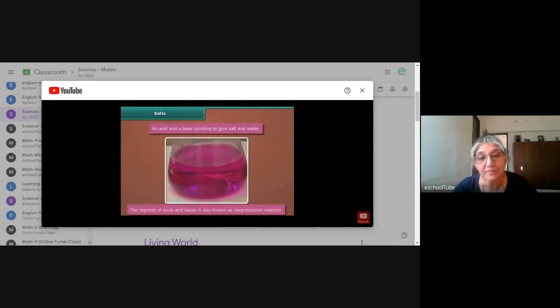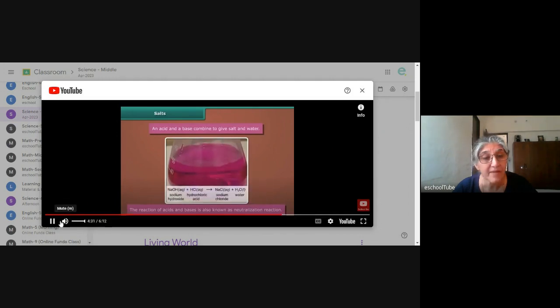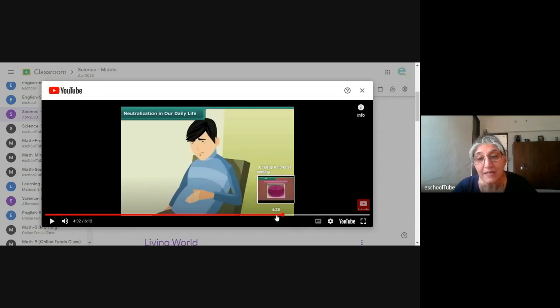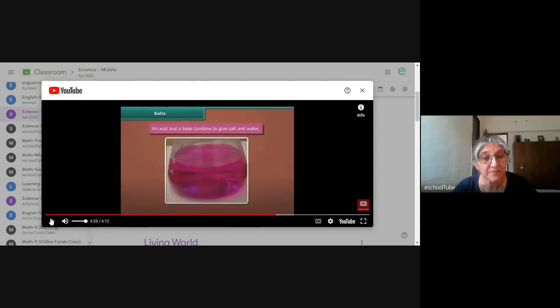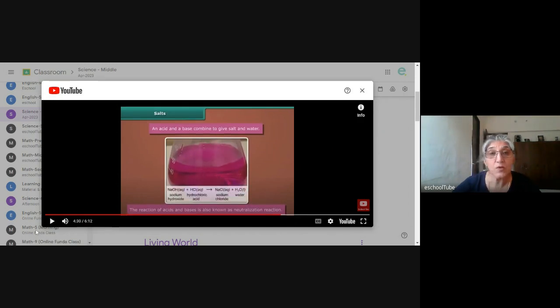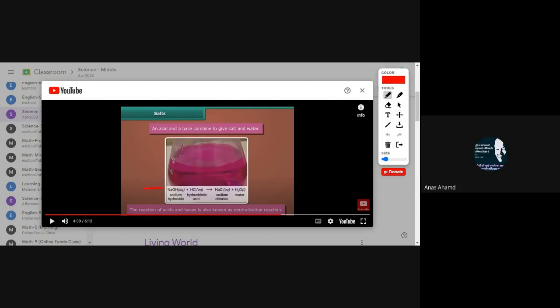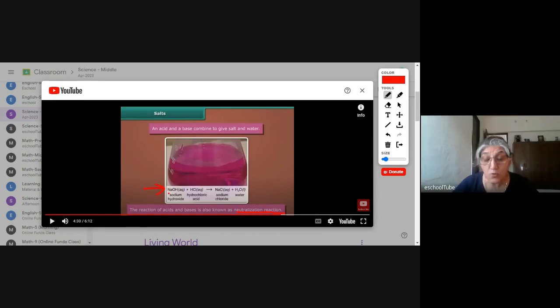The reaction of acids and bases is also known as neutralization reaction. Okay, so let's see what is happening here. So ये पढ़ो असद. क्या हो रहा है ये? The reaction of acid and base is also known as neutralization reaction. न्यूट्रल करना क्या होता है?